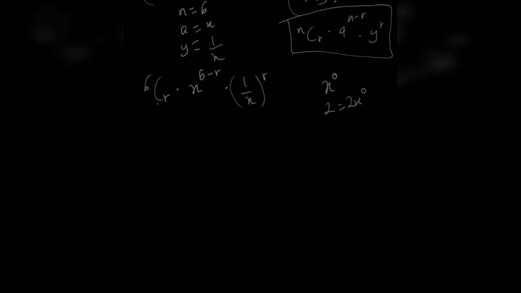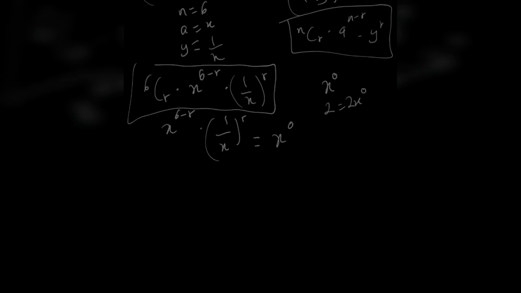The x terms we have in this expansion are x power 6 minus r multiplying 1 over x all power r. Since we are finding a constant term, the overall power of x here should be power 0. So you just have to look for the parts where you have the x terms, then you work on it to get an overall power of 0. Because the overall power should be 0, we just have to solve this equation for the value of r, which when we replace it in this expansion, we will get x power 0.